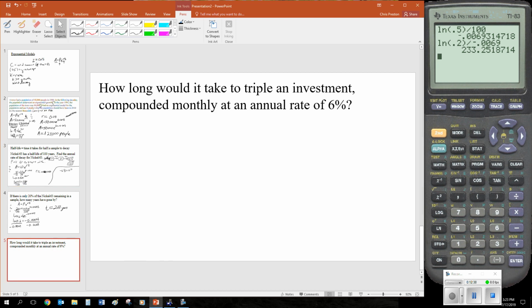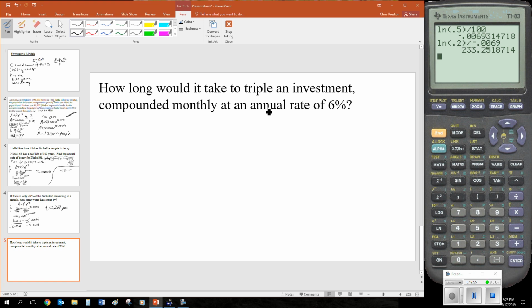And then another problem, compound interest. You could do the PERT formula, but I'm not going to, because basically I've been doing the PERT formula for all these others. So let's say we looked at the other formula, compounded monthly. How long would it take to triple an investment, compounded monthly at an annual rate of 6%?